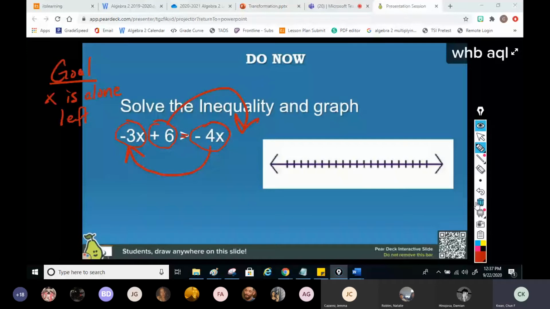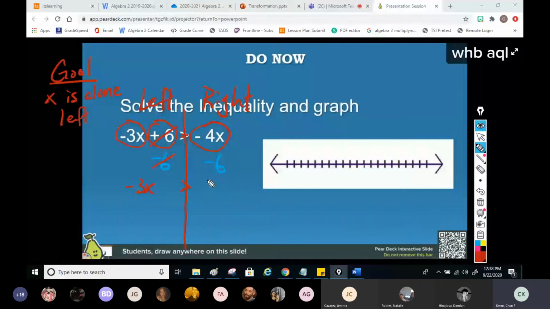All right, so let's take a look at how exactly we are going to do this. First thing, we're going to move the plus 6 to the right, so we're going to do the opposite. We'll have a minus 6 on the left side and on the right side. Remember, the inequality sign splits the equation into the left half and the right half. So we'll do a minus 6 on the left, do the same on the right. So these cancel out. You have negative 3x, keep the greater than sign, and then on the right you have negative 4x minus 6.